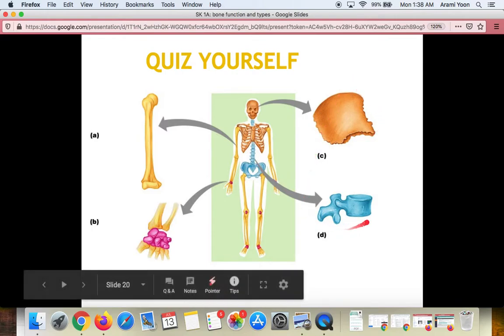And then over here for bone D, this is a bone in your vertebra. This is one vertebra in your spine. It is an irregular shaped bone, and it is part of your axial skeleton.